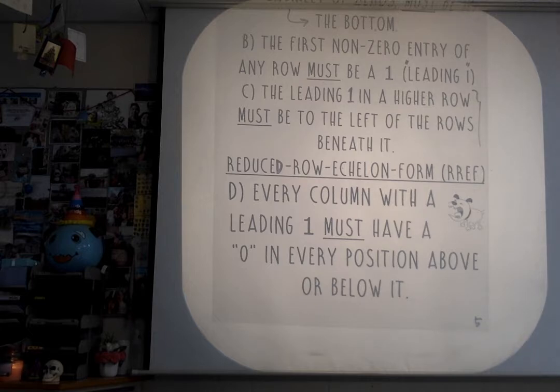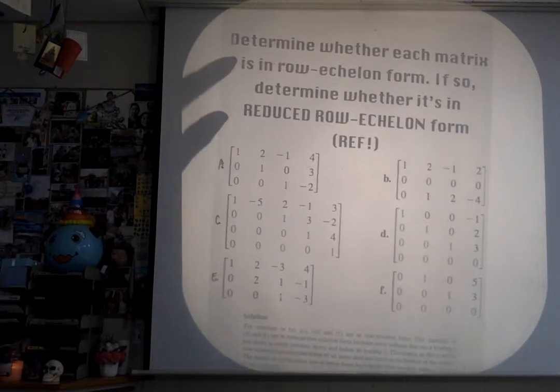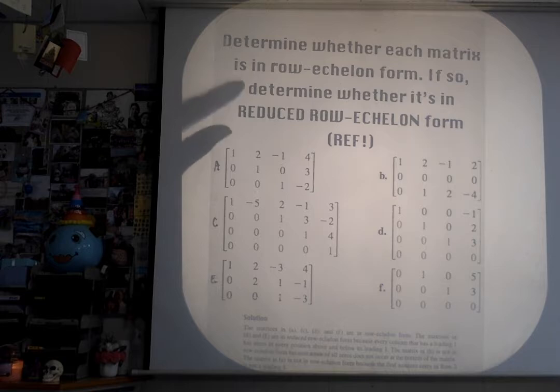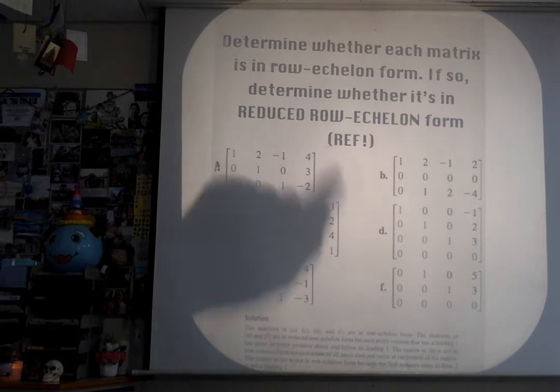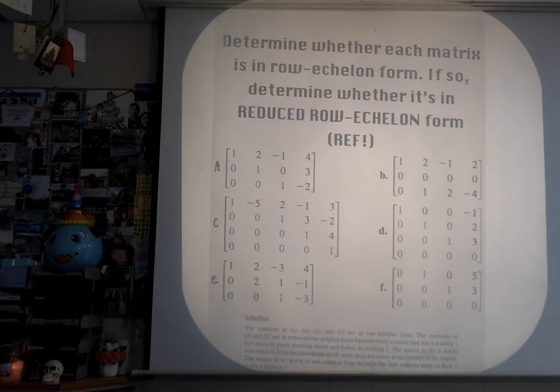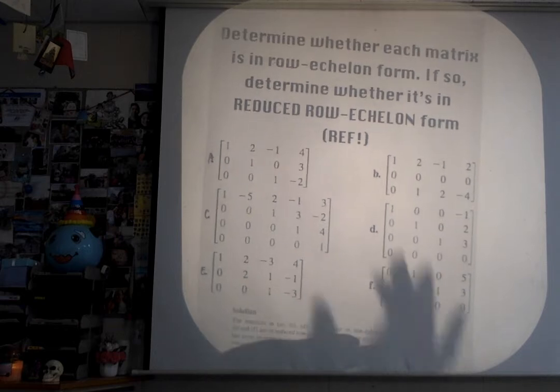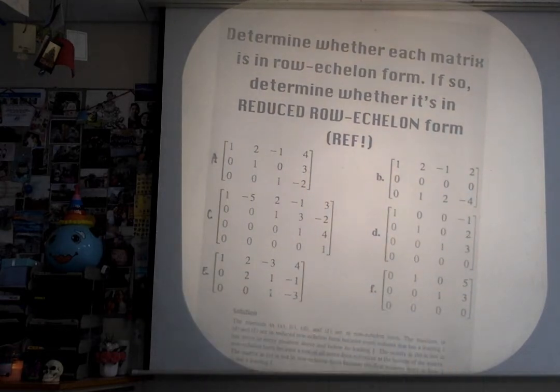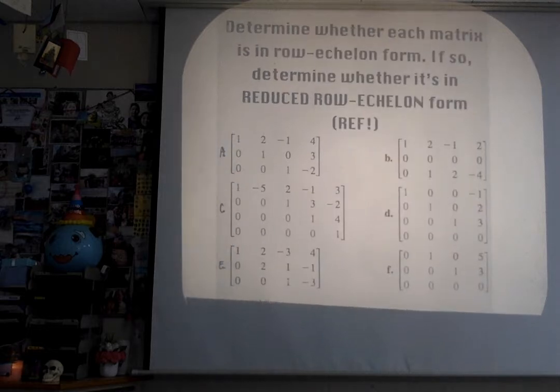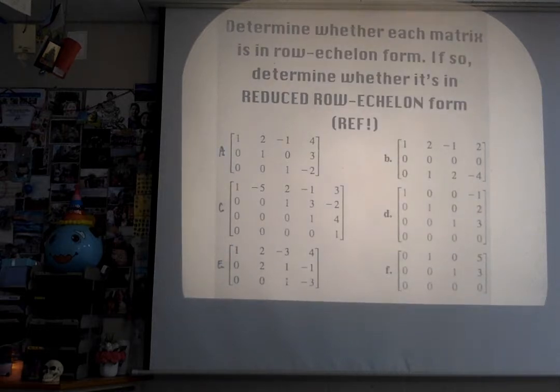So you know what we're going to do? We're going to give you some examples, and you're going to tell me whether it's REF or nothing. So let's go ahead and do this. Why don't you take a few minutes to determine whether each matrix is in row echelon form. If so, determine whether it's in reduced row echelon form. So REF or RREF. Before we go through the answers, take a look at the definition I gave you a minute ago, and see if you can identify which ones are REF, RREF, or not at all. Stop the video, write these down.